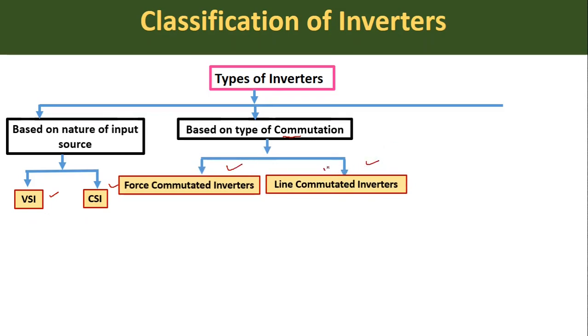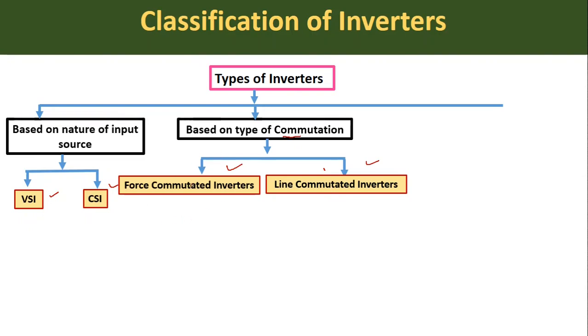In the line commutated inverters, we use both AC supply as well as DC supply. For line commutation of the thyristorized devices used in the inverters, we use the AC supply. But in the line commutated inverters, we cannot produce the output of desired frequency and magnitude.